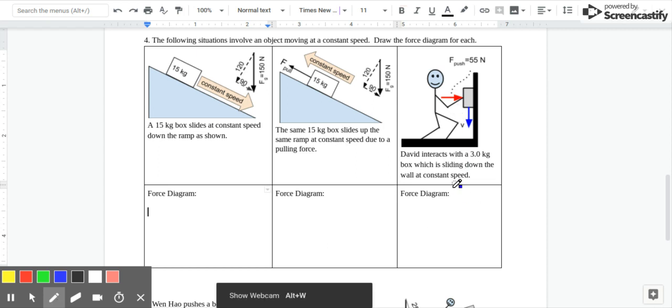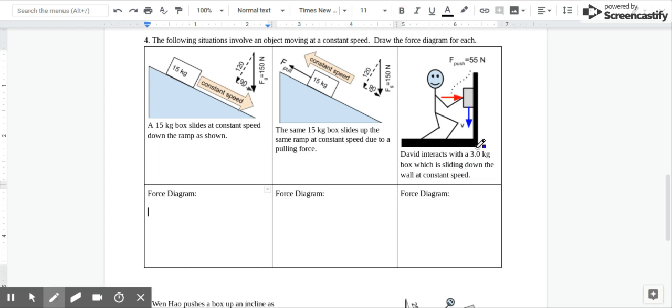All right, here's the last one of this and then the last problem. So David has a box which is sliding down the wall at constant speed. So there's the box, and constant speed means F net is 0. So we're going to take a look. It's 3 kilograms. I'm going to draw FG.